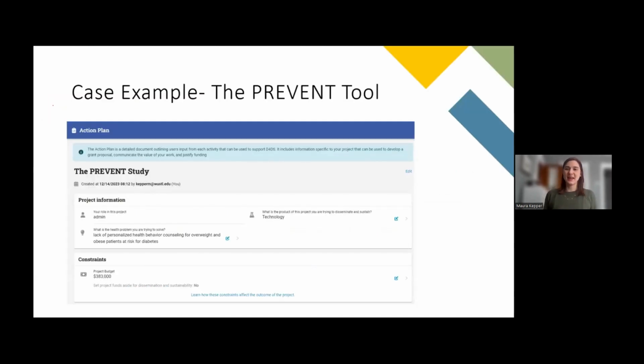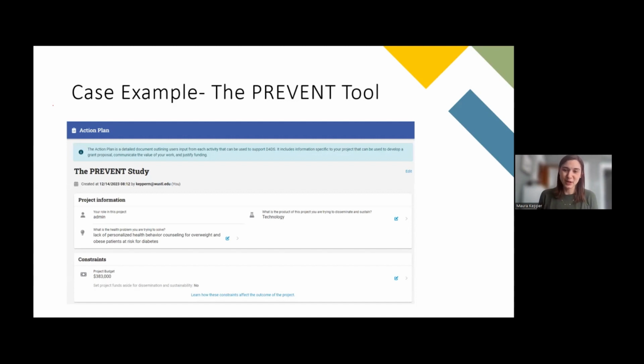So now I'm going to try to make this a little bit more concrete for you by giving you a case example of how you might use the D4DS planner. This is specific to a digital health tool, which is my own, called the Prevent tool. And so when you set up a project, like I said, you're identifying what is the product you're trying to disseminate and sustain. So in this case, it is a digital health intervention. You have to identify what health problem you're trying to solve. And then you input things like your project budget or other details that may drive decisions about what's feasible for your team to do.